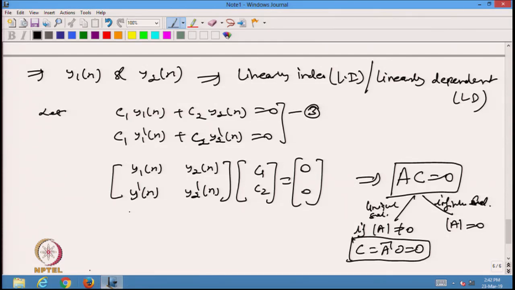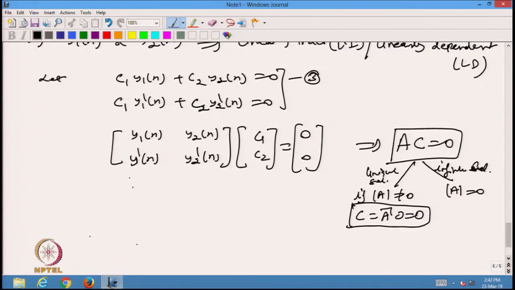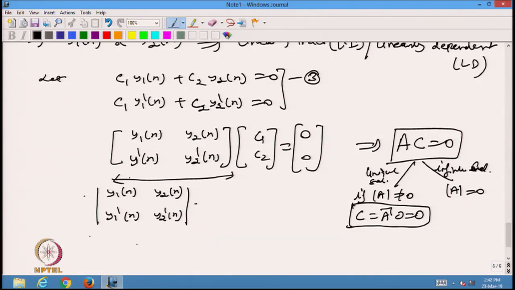Now, to solve this one, this is my matrix. I want to check this matrix and find its determinant, with the entries y1, y2 and y1'(x), y2'(x). The determinant will be y1 y2' minus y2 y1'. So this is the determinant.